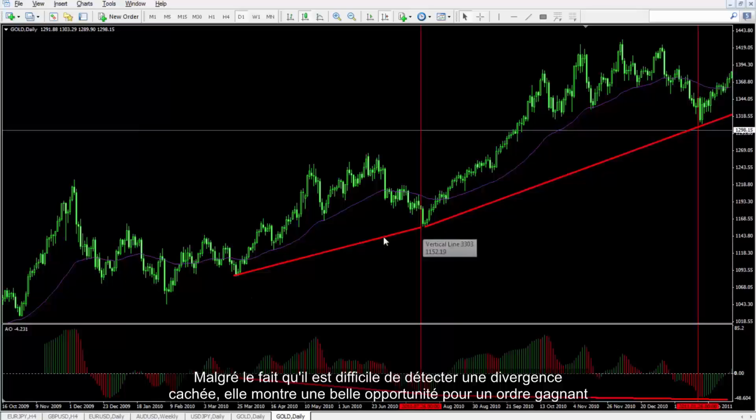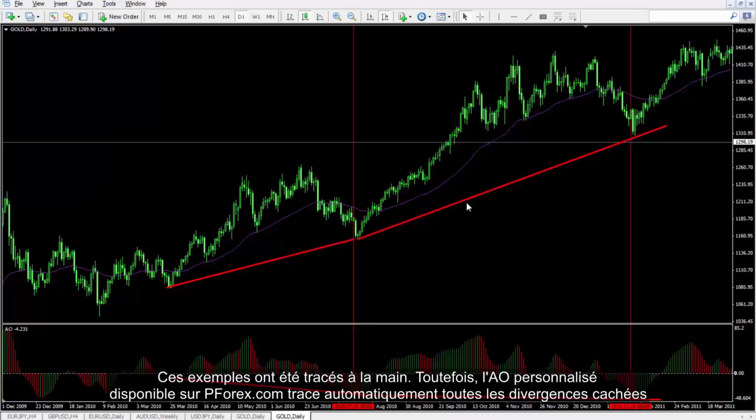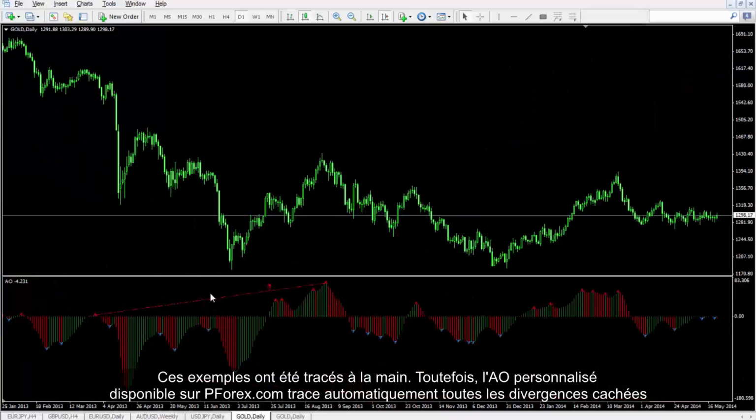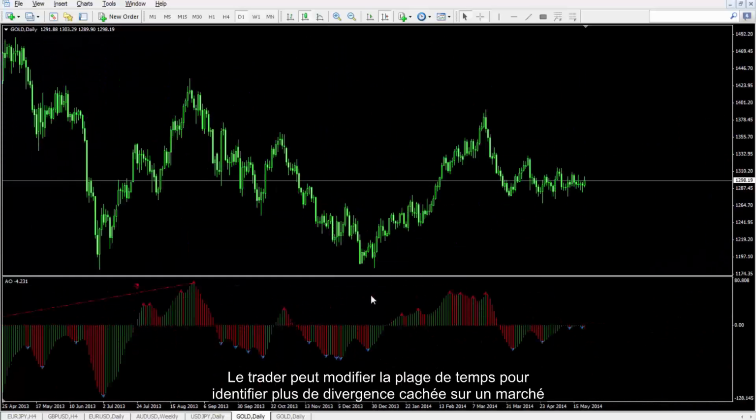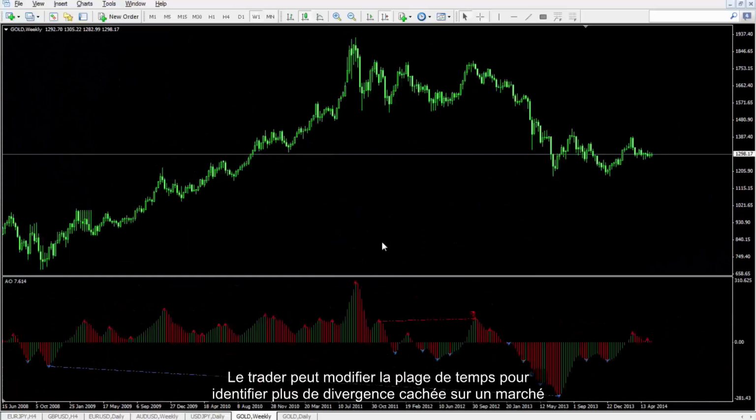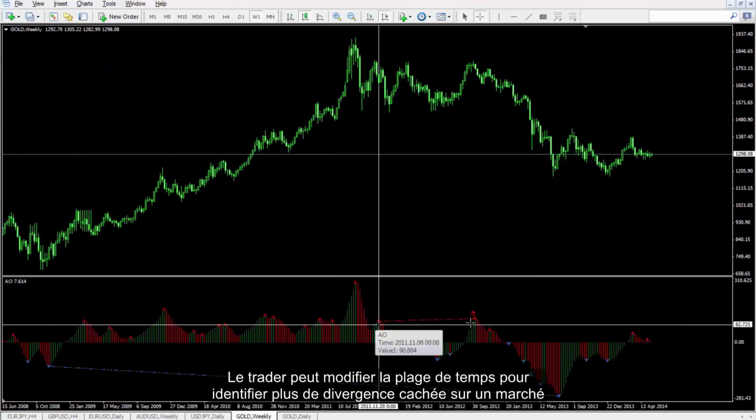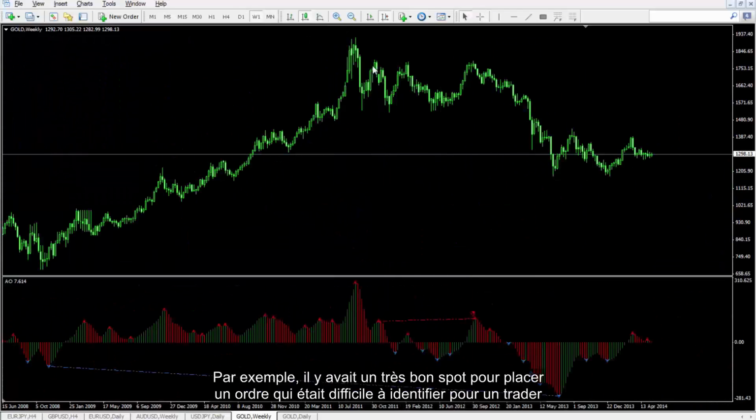In spite of the fact that it is difficult to detect a hidden divergence, it shows a great opportunity for a successful order. These examples were drawn by hand. However, the customized AO available on pforex.com draws all hidden divergence automatically. A trader can change the time frame to identify more hidden divergence on a market. For example, there was a very good spot to place an order which was hard to identify for a trader.